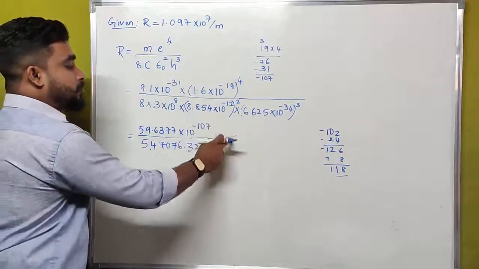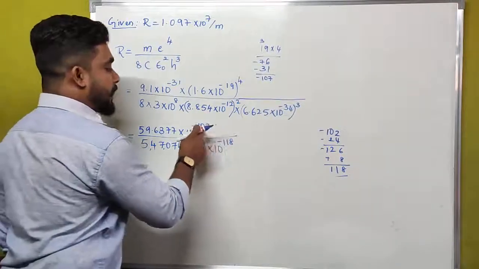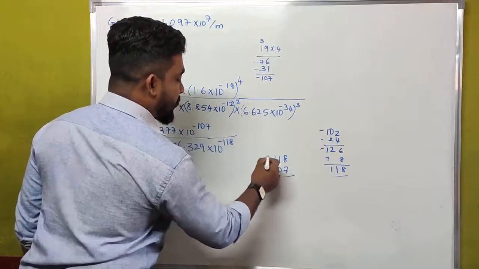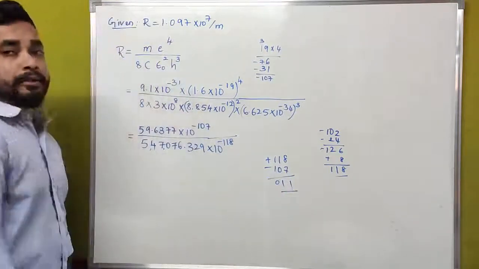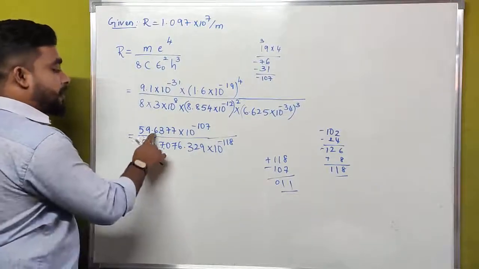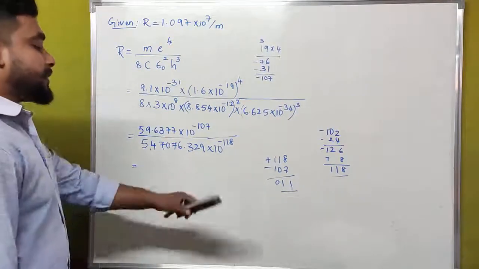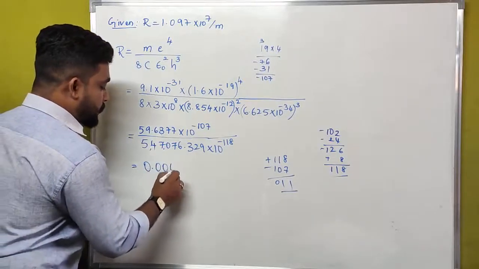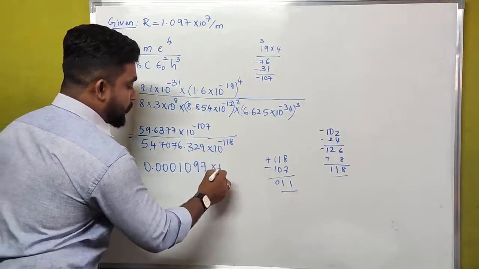If we send this to the numerator, that will become plus 118. 10 to the power of plus 118 minus 107. 118 minus 107 is equal to 11. That will become 10 to the power of 11. If we divide 59.6377 by 5,47,076.329, what we will get here is 0.0001097 into 10 to the power of 11.